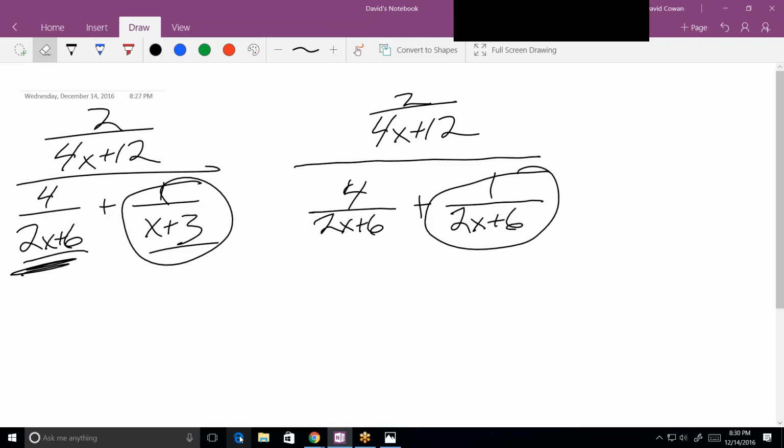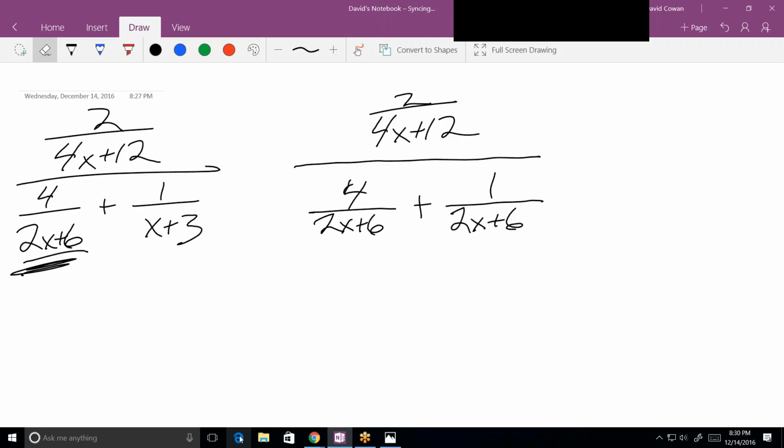What number could I put there that would make it the same? We would do, let's see, 2. Now is that the same? Yeah, because if I divide top and bottom by 2 here, I get 1 over x plus 3, which is what I started.